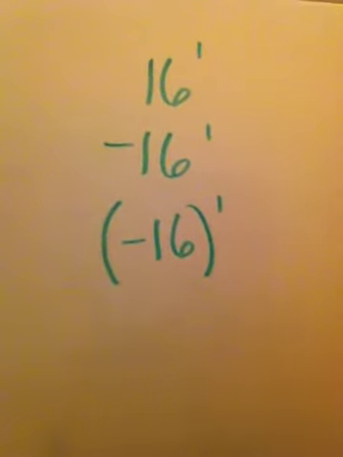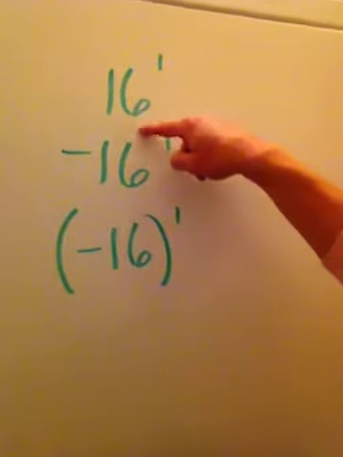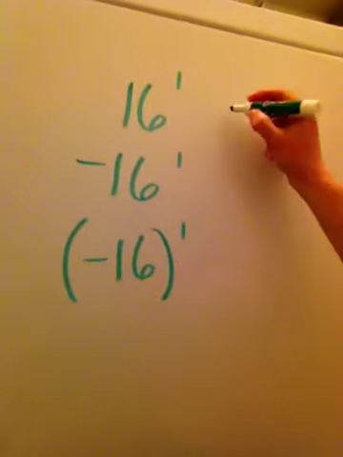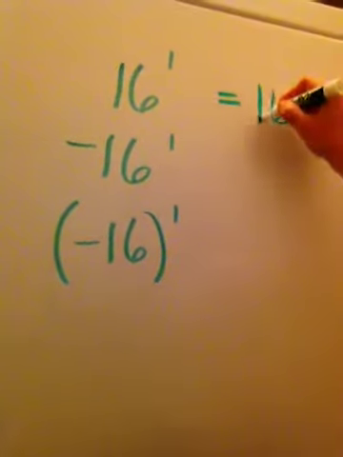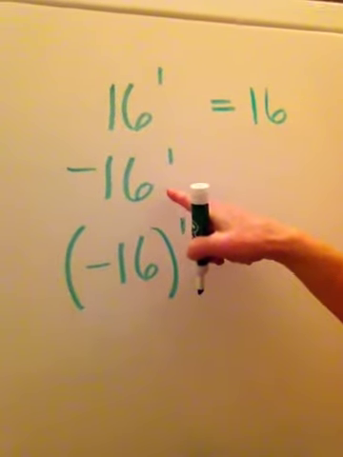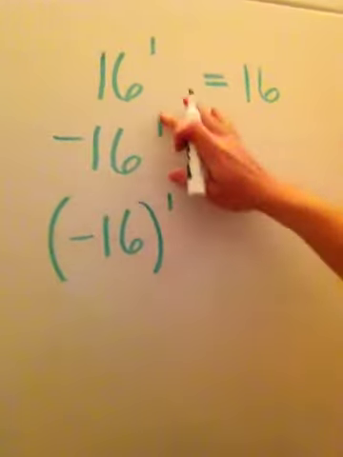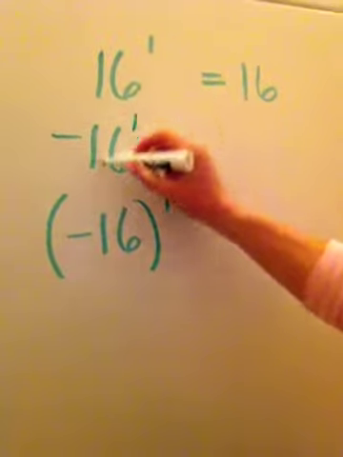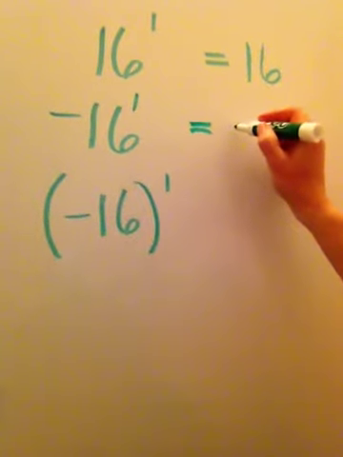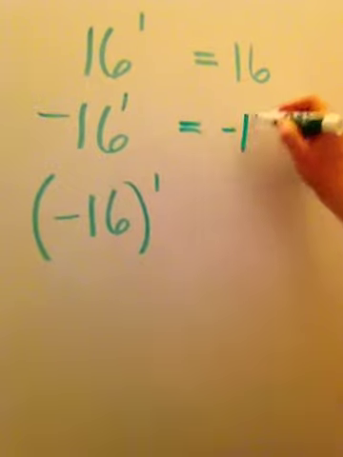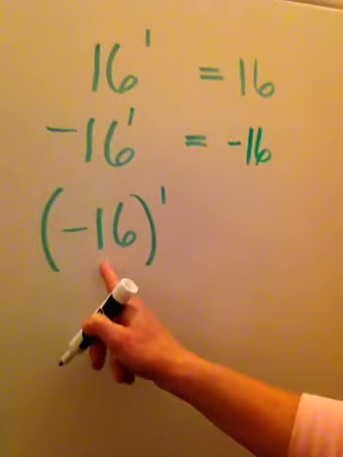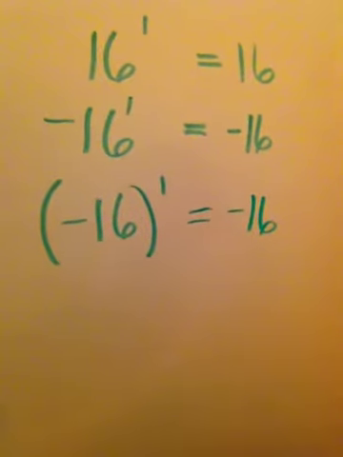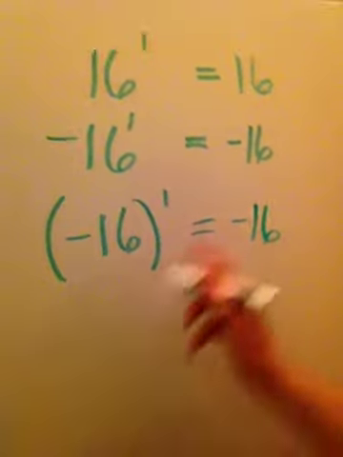So we were talking about anything to the first power is itself. So 16 to the first power is just 16. But if I've got this one, this is 16 to the first power with a negative. So this is saying 16 to the first power, and then the negative gets attached, so that's negative 16. This one is saying the negative's included. Still, it's negative 16. It's just when we have an even exponent that will change the negative.